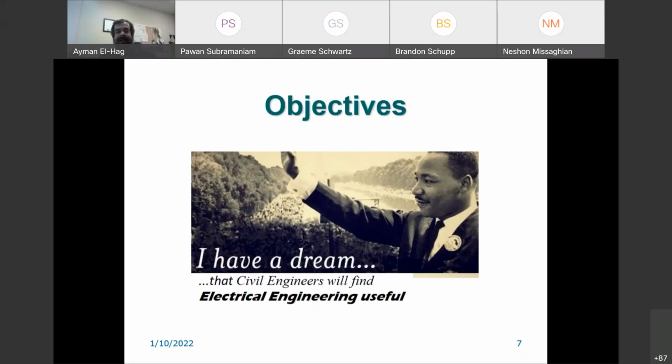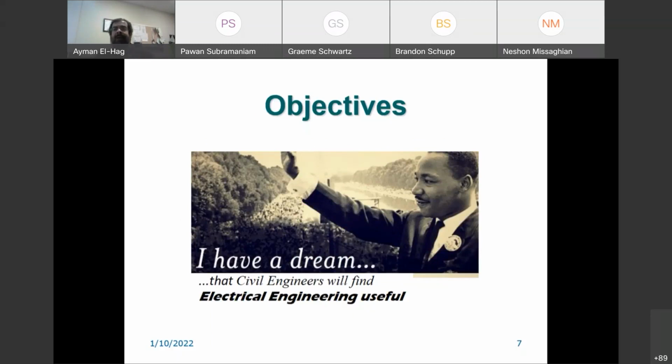I like this quote, that I have a dream that the civil engineers, hopefully by the end of this term, will find electrical engineering something useful and something that they can build on, and something they can use after this term in their life. So this lecture will be divided into two lectures.